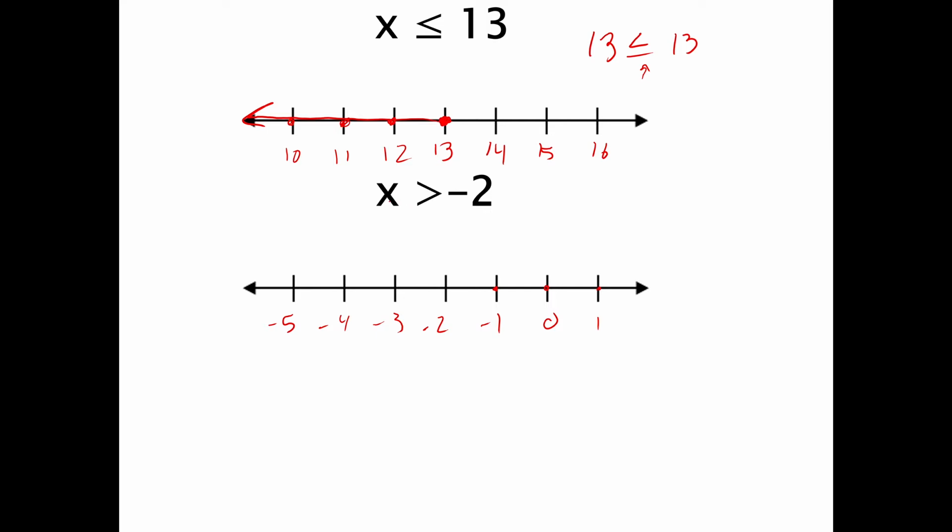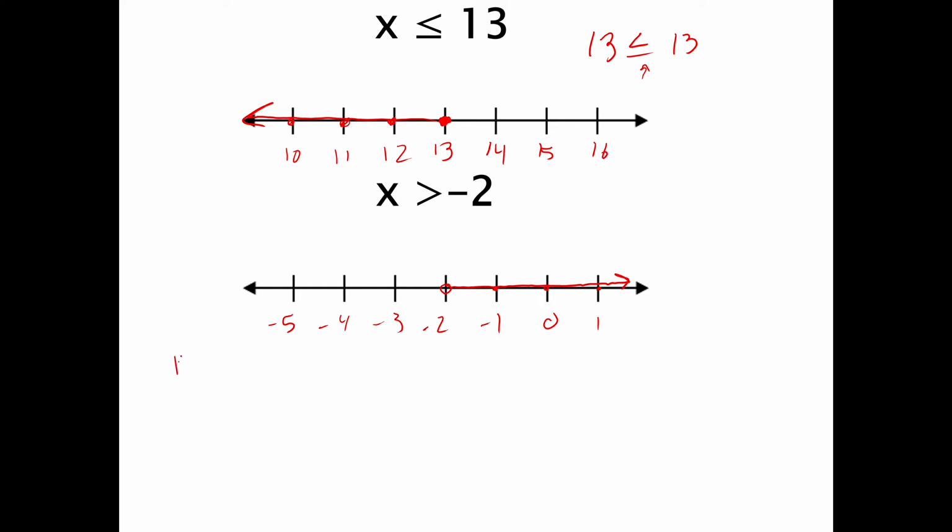And so at -2, I know that -2 isn't a solution. So I put an open circle at -2. And then I'm going to draw an arrow to the right because I know all of these numbers are bigger than -2. So let's kind of summarize how we graph inequalities.